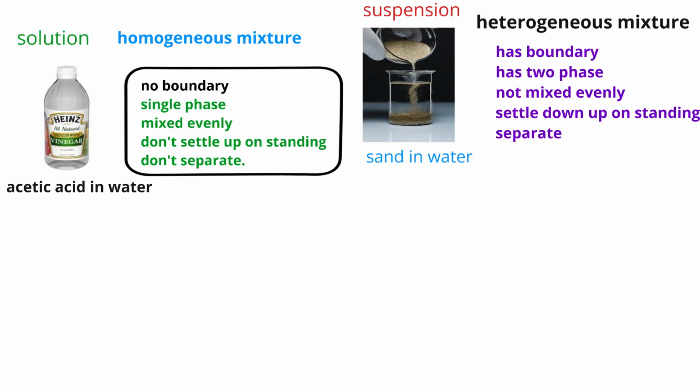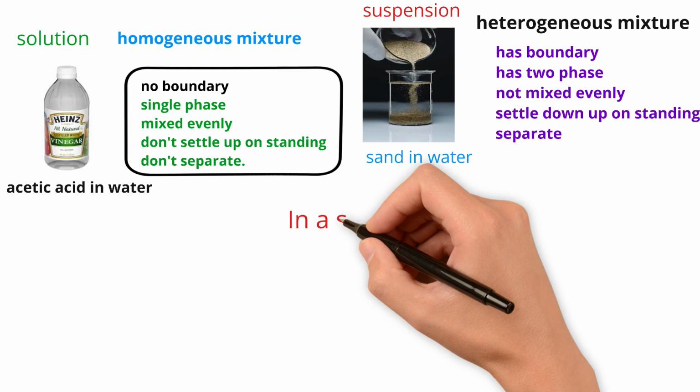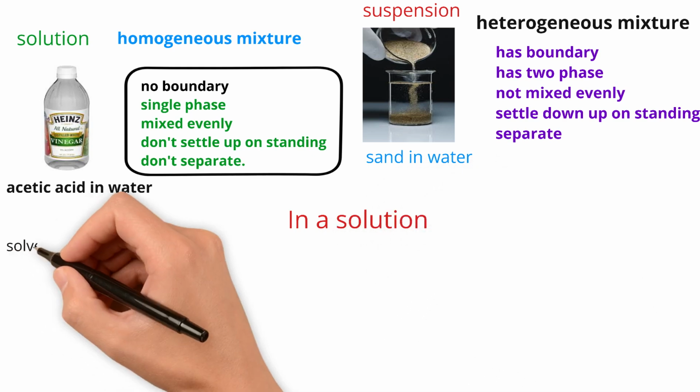The particles of a solution don't settle down upon standing, but the particles of a heterogeneous mixture settle down upon standing. The particles of a solution can't be separated by filtration because they can pass through the filter since the particles are very small. But the particles of a suspension can be separated by filtration.